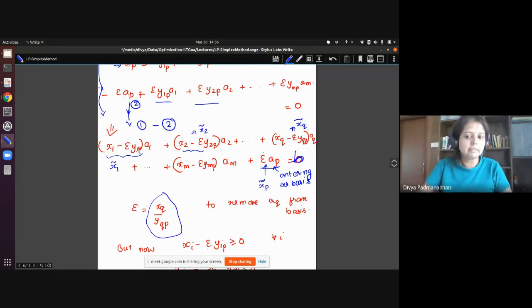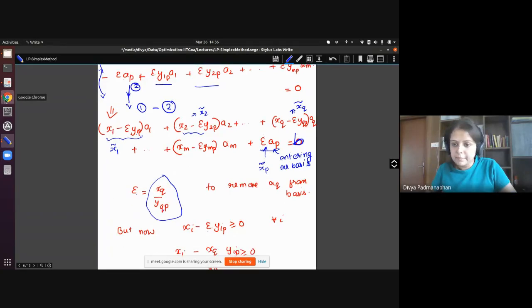This is what we were discussing yesterday. Some of them will decrease, and you don't want them to become infeasible. For the ones that are going to decrease, you don't want xq minus epsilon yqp to go less than 0. So that's how you fix epsilon as the minimum value of xq by yqp, so that all these entries are also greater than or equal to 0. Does that make sense?